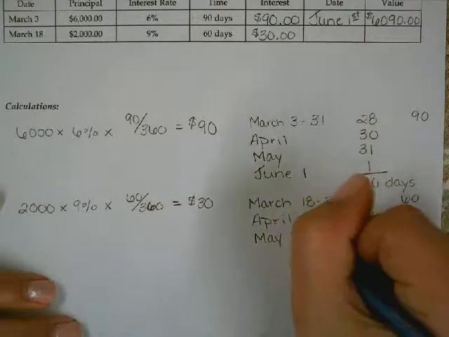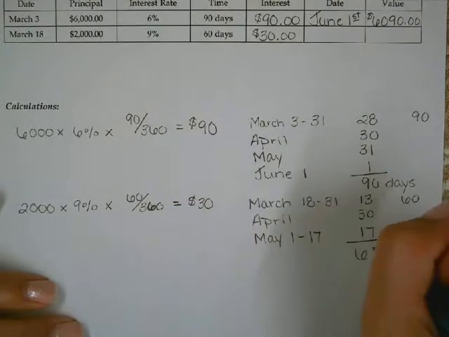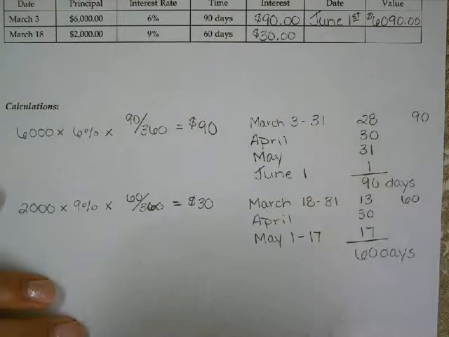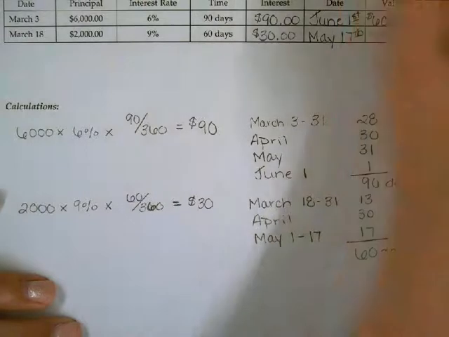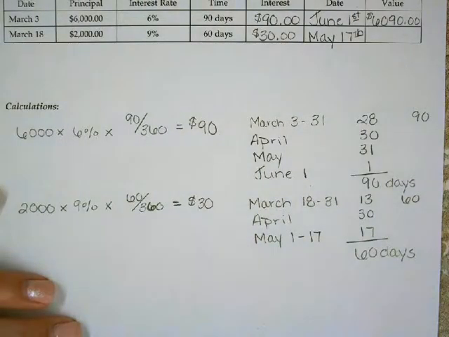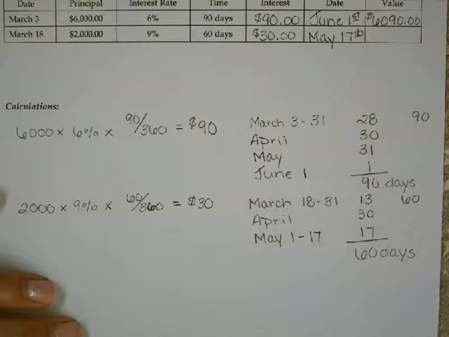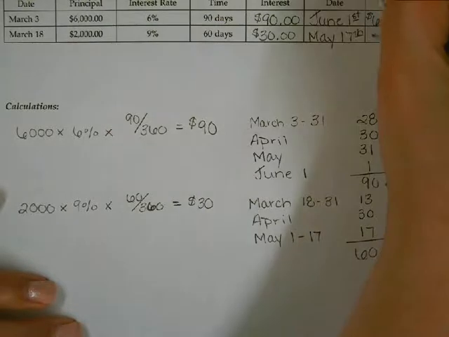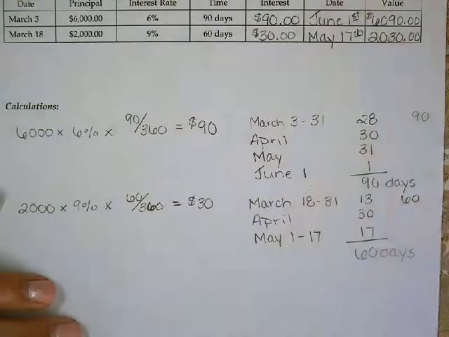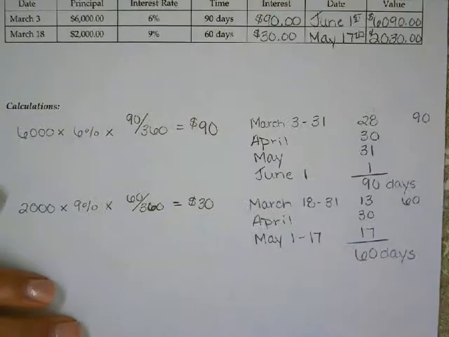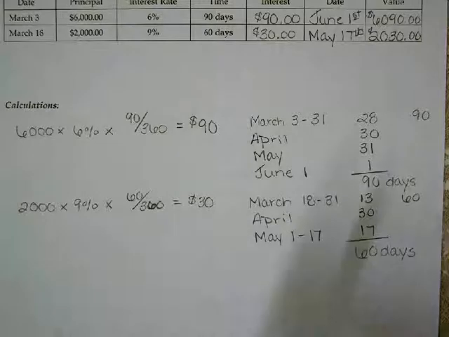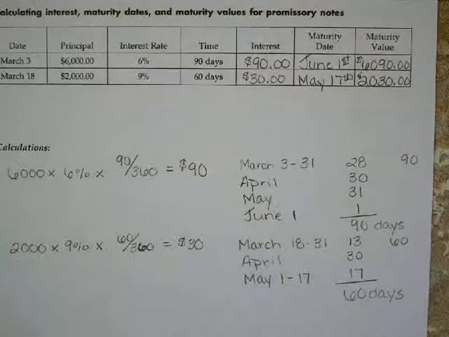And what is our maturity value? It is our principal plus our interest, which is $2,030. Okay, so questions on figuring out the interest, maturity date and maturity value? Okay, go ahead and do then the 21 on your own. If you finish that and we still have time, you can go ahead and do the 21 application problem.